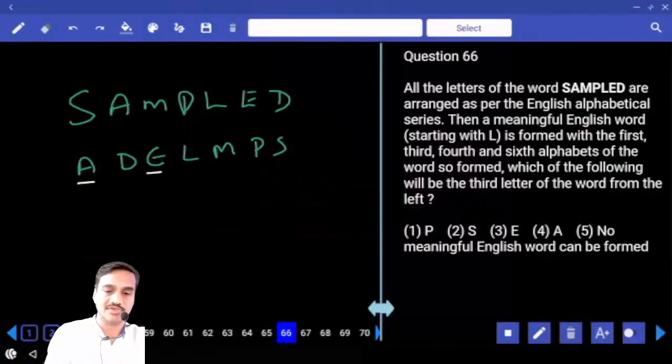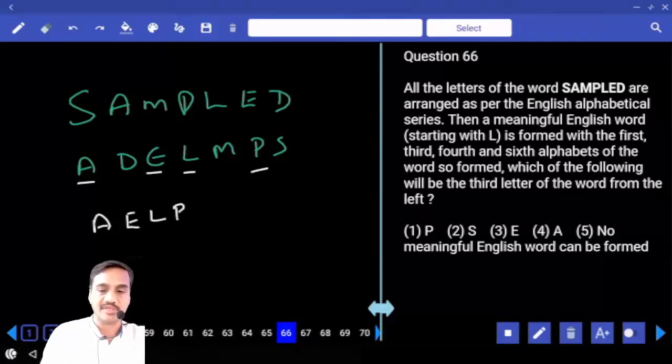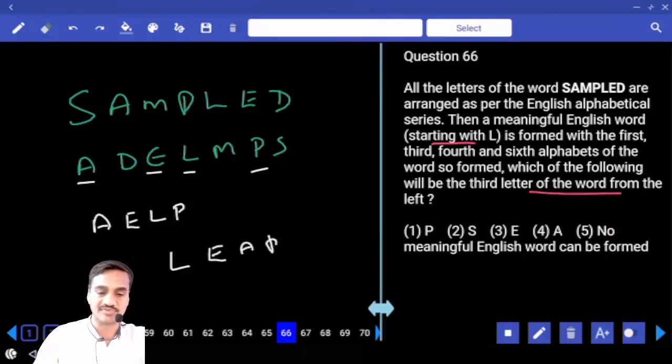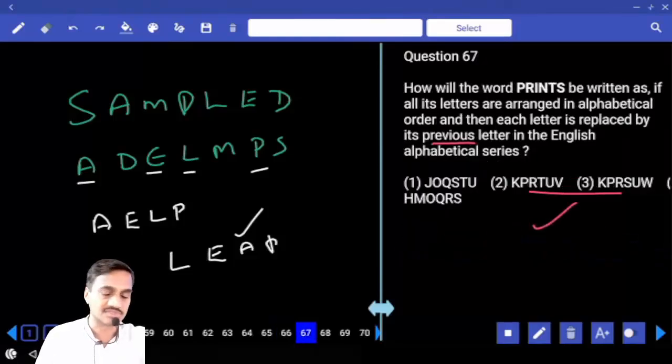Starting with 1, 3, 4, 6. Then tell me what are the letters we have? AELP. And out of which we need to start the word with L, LEAP. Now the third letter of that one from the left hand side is A. A, that is the choice for question number 66.